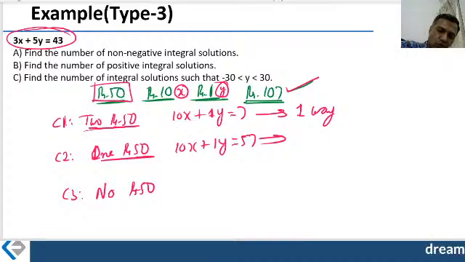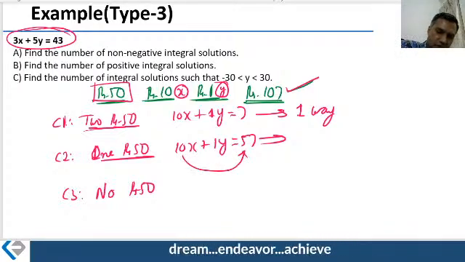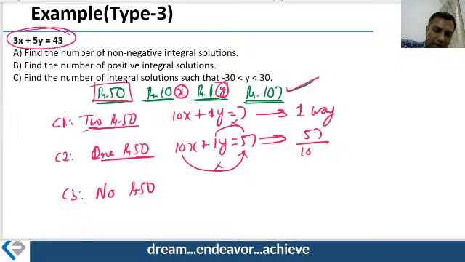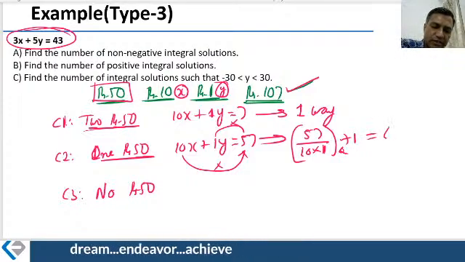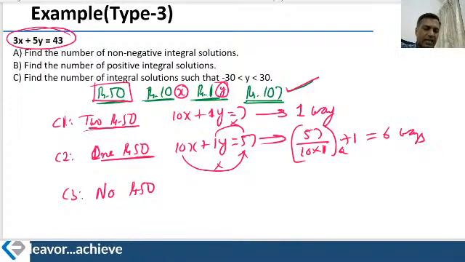So how many non-negative integral solutions for this? We know that one of the coefficients divides 57. 10 does not divide, but 1 divides. If 1 divides, apply it. Therefore, the number of non-negative integral solutions is 57 divided by 10, take the quotient, plus 1. 57 divided by 10 is 5.7. Take 5 plus 1, 6 ways. Therefore, he can pay this bill in 6 ways.